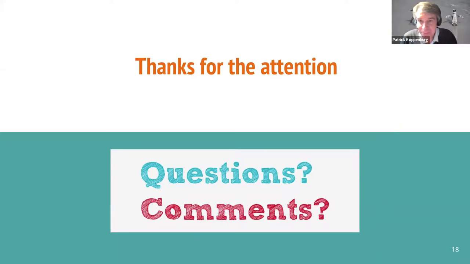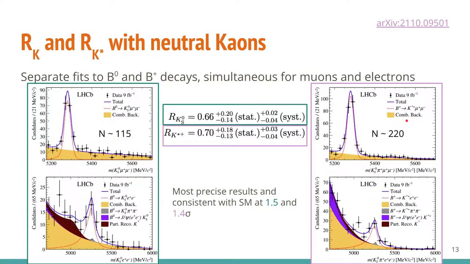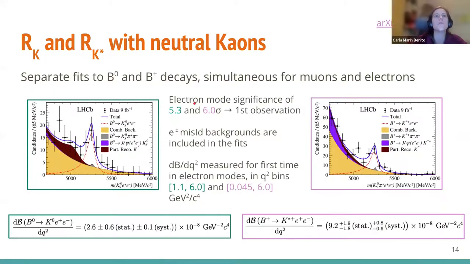Yes, Sarab. Can you go to slide 15? Sure. Here? Yes. I was just wondering about this R pi. Is it B to pi mu mu over B to pi e e or something else? Because I haven't seen the LHCb result in the table. Sorry, I was on slide number 15. Sorry, can you say that again? Can you hear me well? Yes, slide number 15, on the table. Ah, slide 15. Okay.